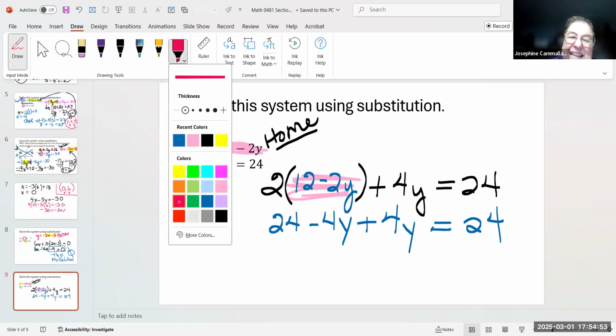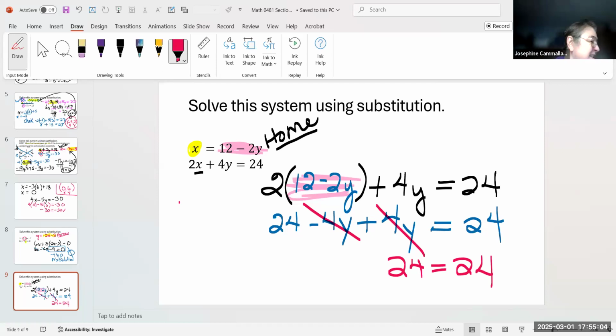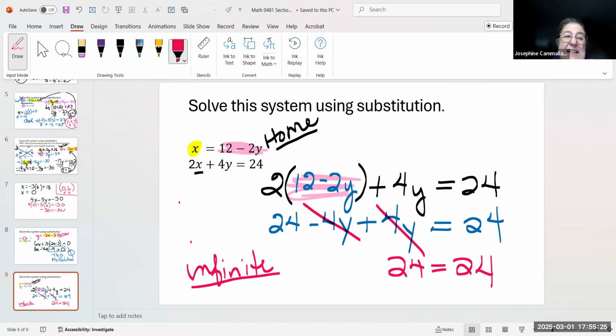Look at here. Positive and negative, they cancel out. But this time, I have the same number on both sides, which means that I have an infinite number of solutions. Now, this is going to be the set of x comma y here.